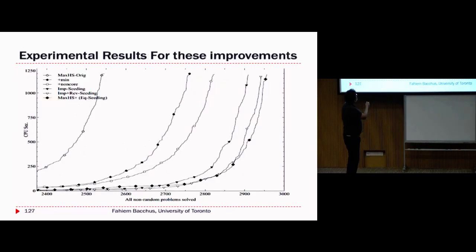And what you get then is, you take the original algorithm, it runs like this. And if you add minimization, you get quite a good increase in speed, in number of problems solved. And then if you add these other techniques, including the seeding, you get up to here.